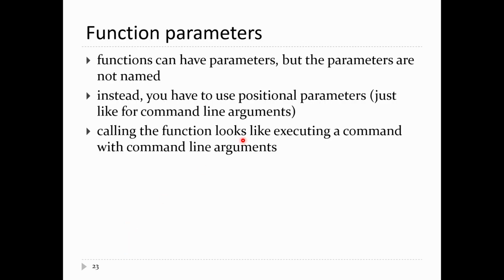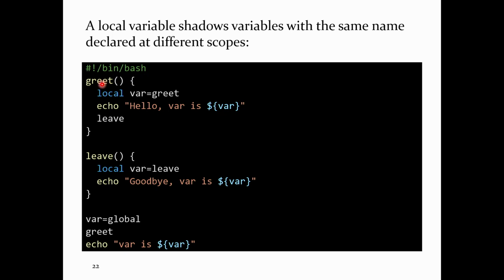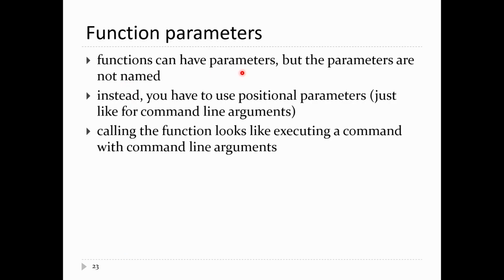Instead, you can call a function using parameters, so you can pass arguments to the function. Now the weird thing in bash is that you don't actually say what the parameters to the function are. So when you write a function, it just looks like function round brackets. There's nothing in between the round brackets to indicate that it takes any parameters. But the function can take parameters. They're just not named, which is a little awkward, to be honest.